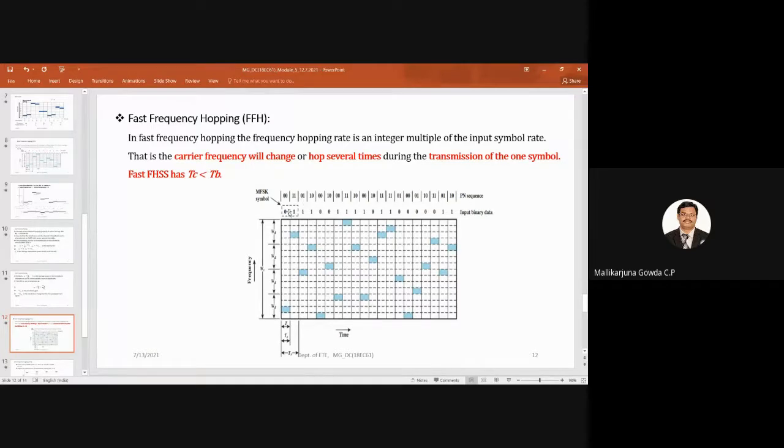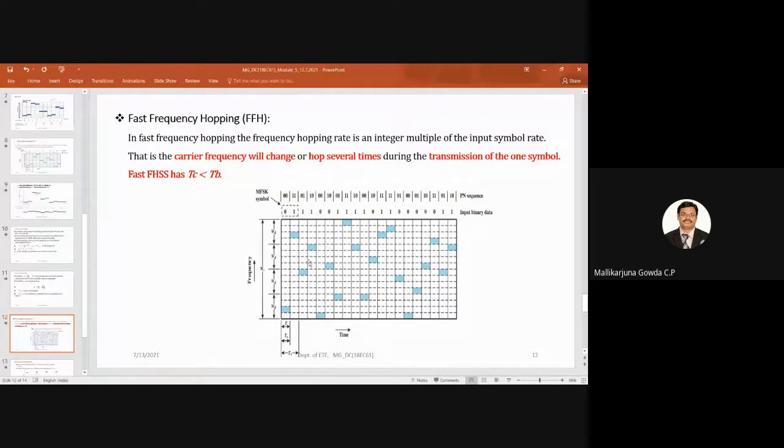Looking at this diagram, this is my input binary sequence. I am taking 2 bits as one symbol. If I want to transmit this symbol 0, 1, this is my pseudo-noise PN sequence frequency. Even here I have taken only 2 bits. With that, for every symbol I have two PN frequencies, two pseudo-noise frequencies: one is FC0, another is FC3. So if I want to transmit the symbol 0, 1, it will hop 2 times, as shown here.